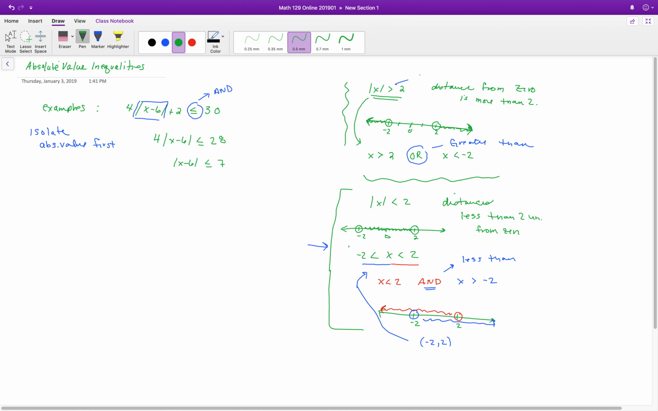So really, I can go right to the double inequality with x minus 6 in the middle, is less than or equal to 7 and greater than or equal to negative 7. Now I'm going to add 6 to all 3 sides. The goal when you're solving a double inequality is to get x by itself in the middle. So this becomes negative 1 is less than or equal to x is less than or equal to 13. In interval notation, this would be negative 1 to 13.